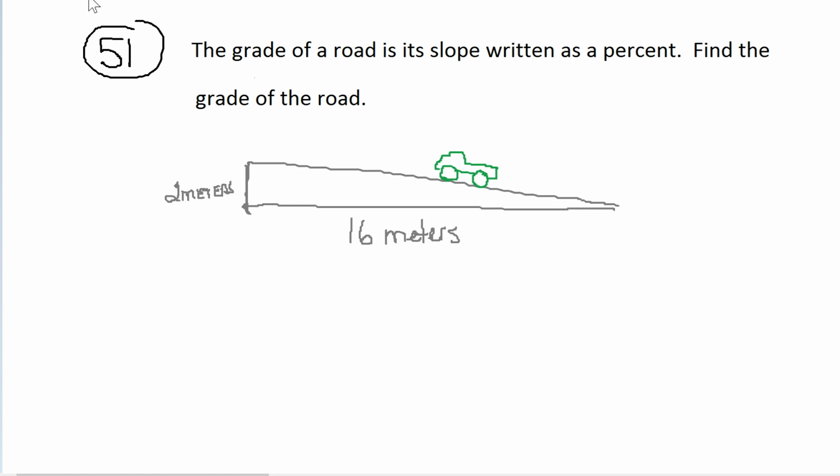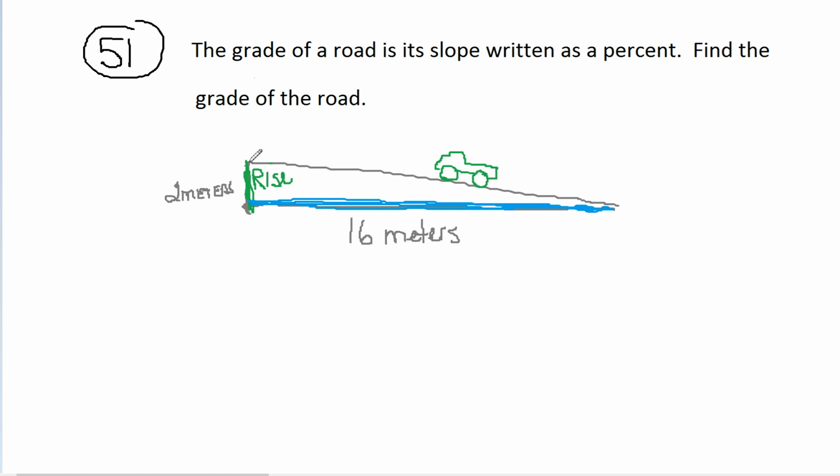All right, in this problem, we've got the grade of the road. The grade of a road is its slope written as a percent. Find the grade of this road. So it's basically looking at this as this line's supposed to be straight, however you get the idea. On this incline here, this is the rise, right? This portion here. And the other is the run. This straight line here is the run.